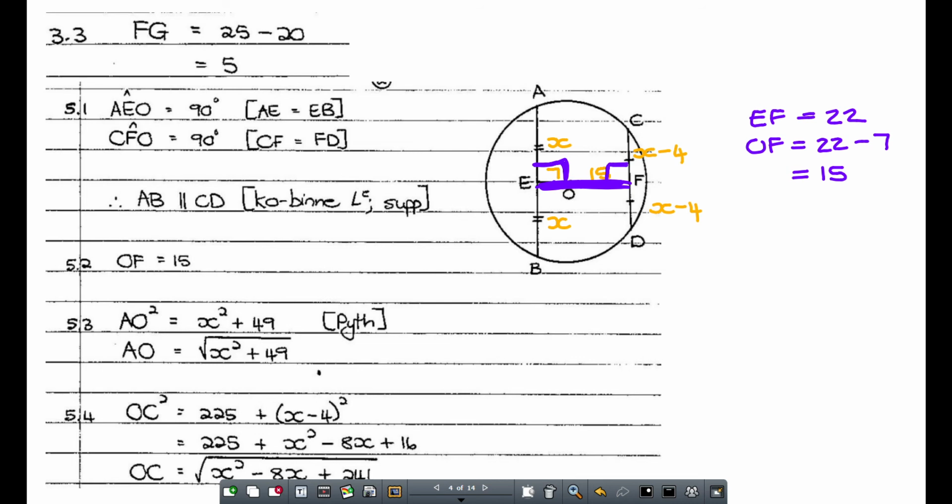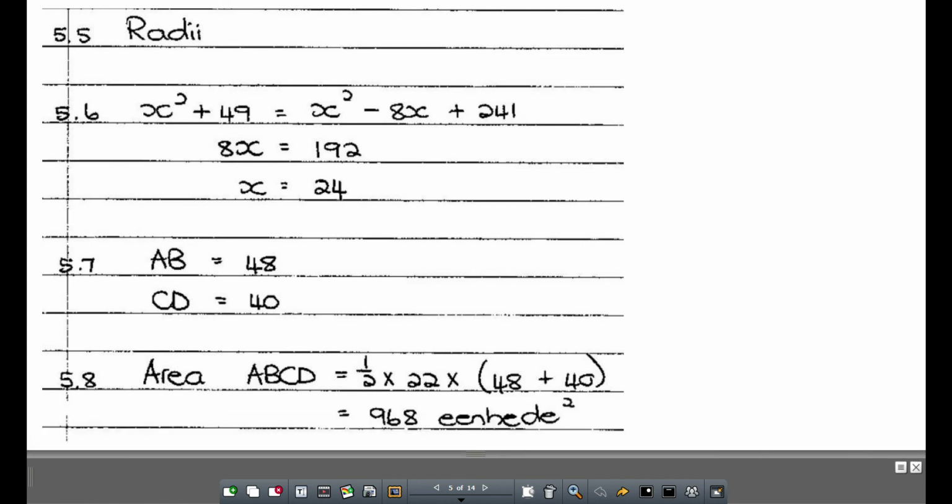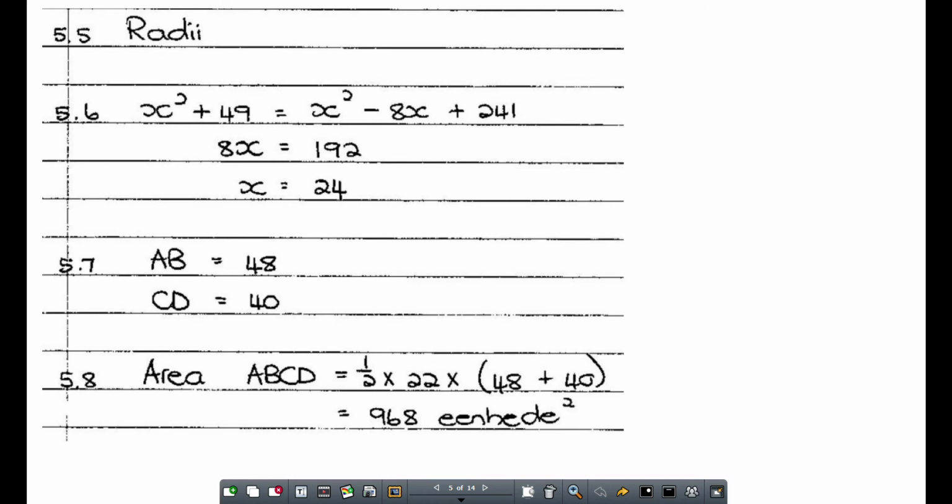Is julle by? Goed, so half times height times, en dan gaan tel ek my twee parallelle sye by mekaar. So the 48 and the 40, which means that it would be 968 units squared. As ek nie vir jou eenhede gee nie, dan moet jy vir my sê eenhede kwadraat. If it's not in terms of centimeters, meters, millimeters, whatever, and you're doing area, you've got to have units squared at your answer. Okay. Any questions?